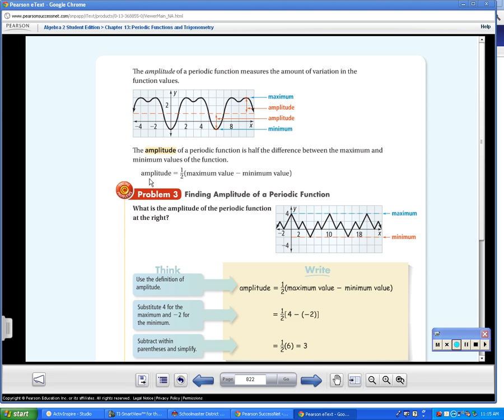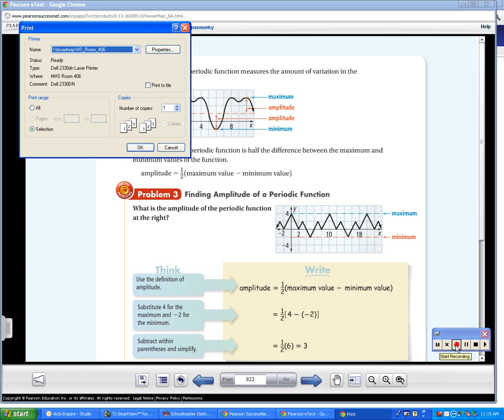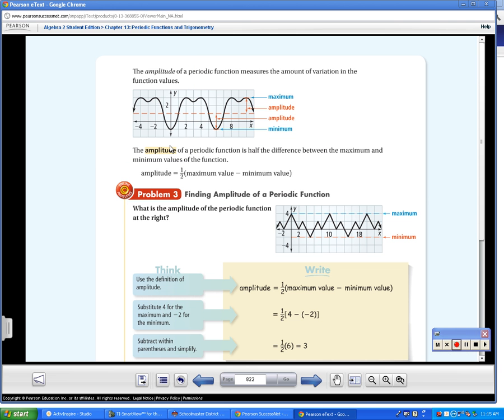And so that's right here if you want to write that down in, whoa. You see that? I don't know what happened, but it said print. Okay, we're good. Nope, cancel that. I don't know how that happened.